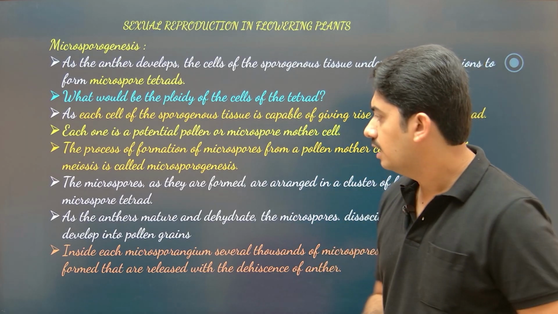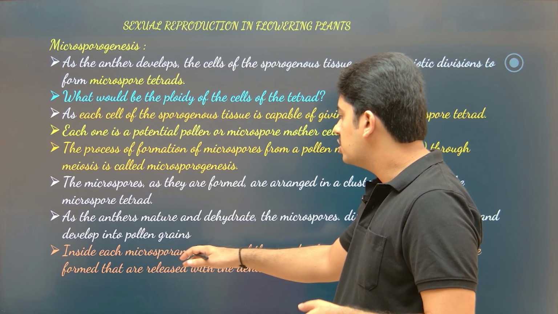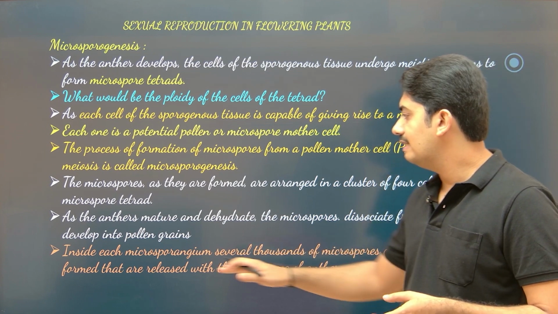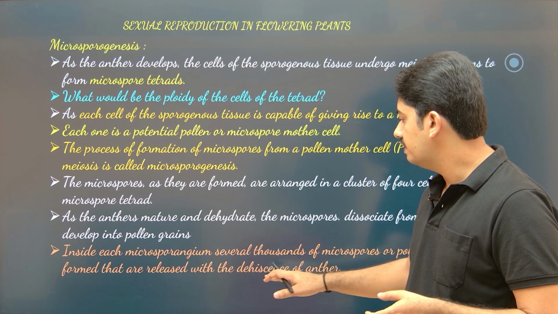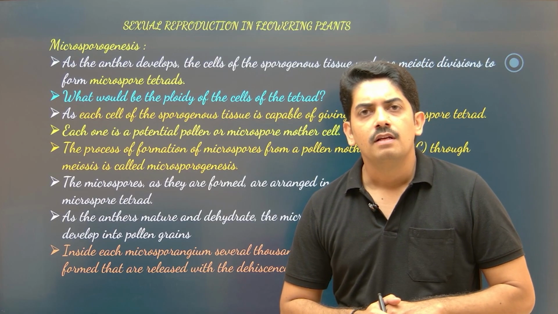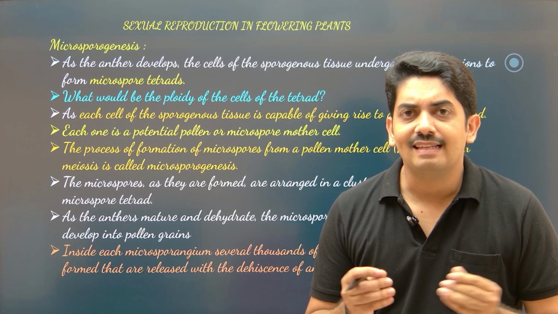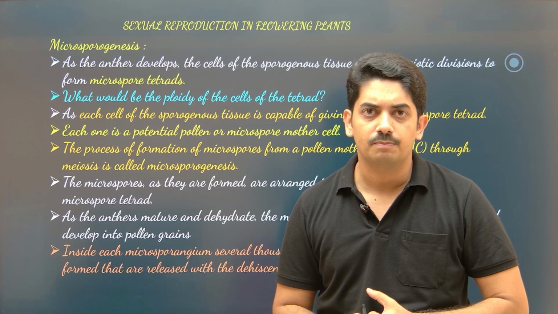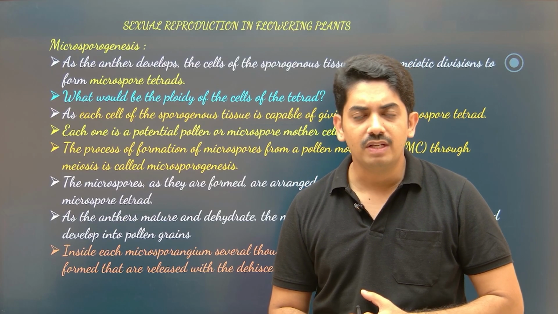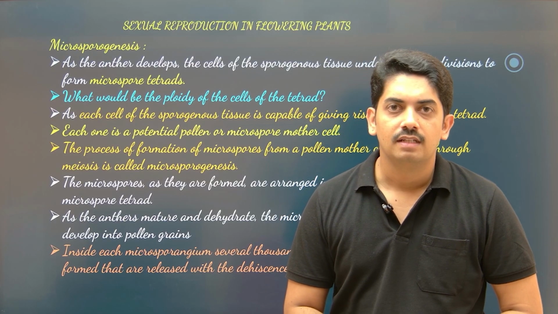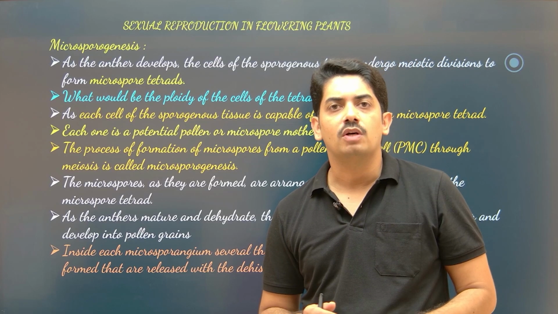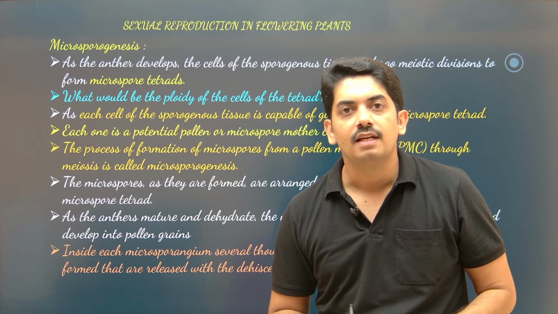release the pollen grains. Okay, so inside each microsporangium, several thousands of microspores or pollen grains are formed and are released with the dehiscence of the anther. Now tell me, why is there a need to produce several thousands of microspores or pollen grains? Because it is a chance factor. Nobody can assure that every pollen grain produced lands on the stigmatic surface and undertakes pollination.